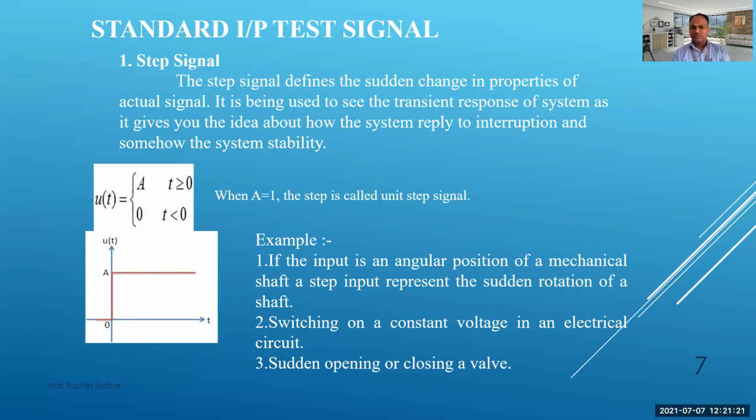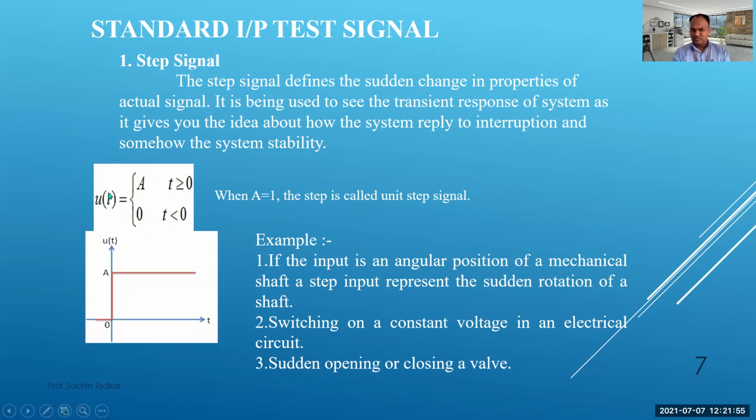Now we will see the standard input signals one by one. The first signal is called the step signal. If you look at the diagram, there is a step input here, 0 to A, and it is in steady state now. The step signal defines a sudden change in the properties of the actual signal. It is used to see the transient response of the system, as it gives you an idea about how the system replies to interruption and also the system stability.